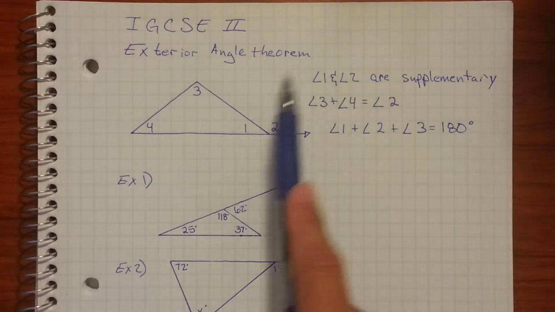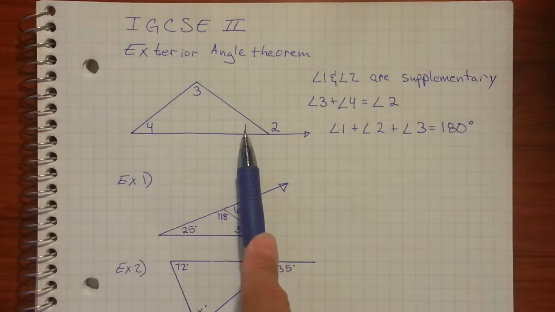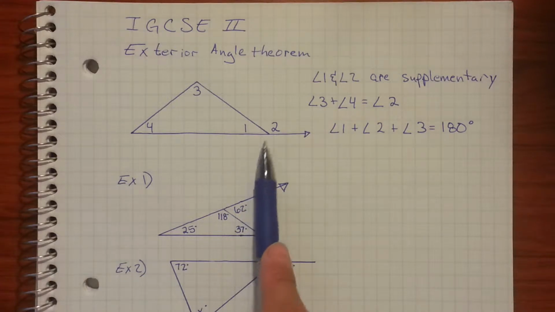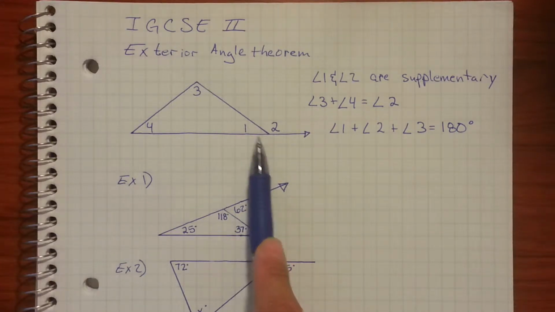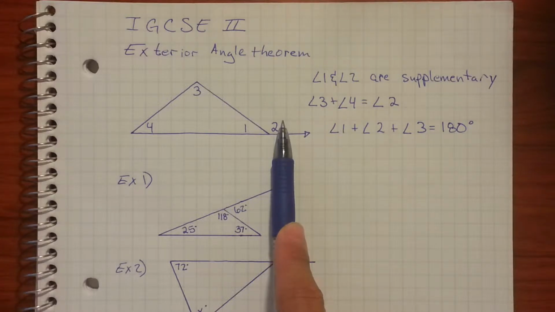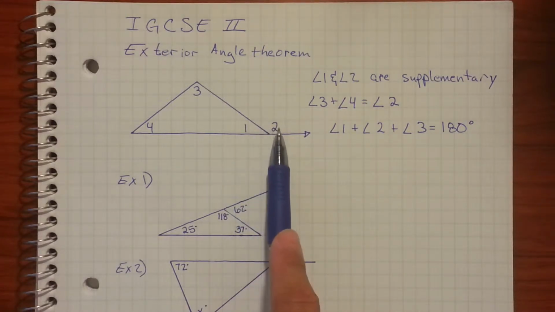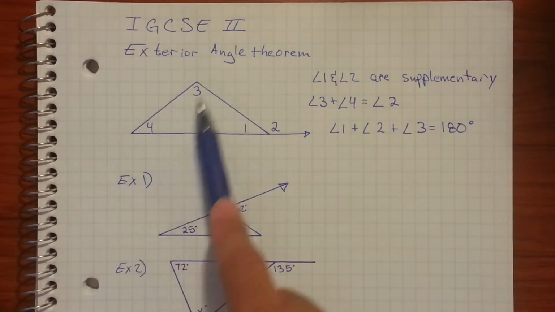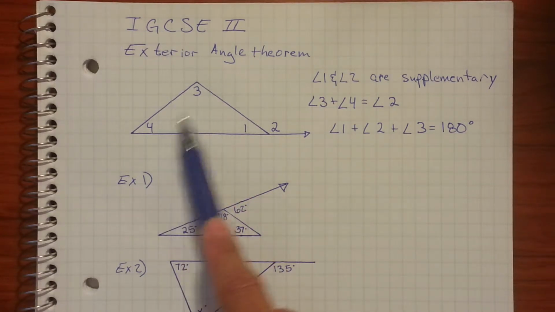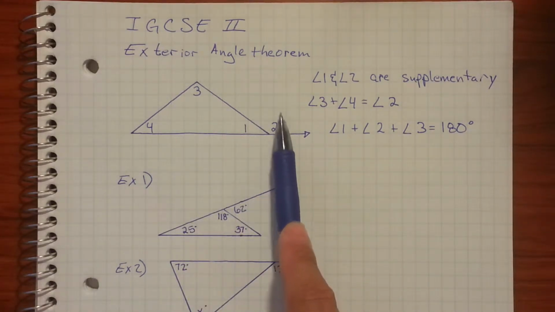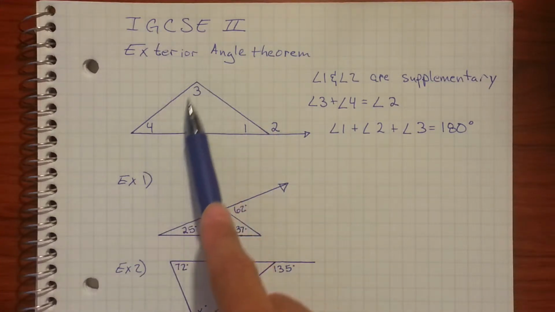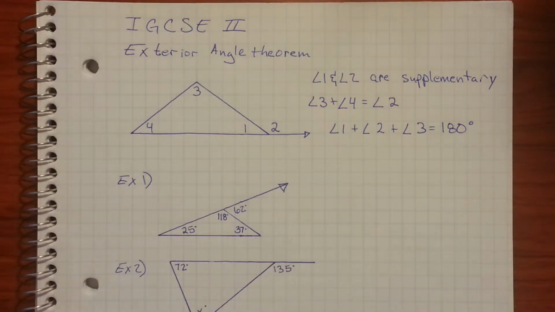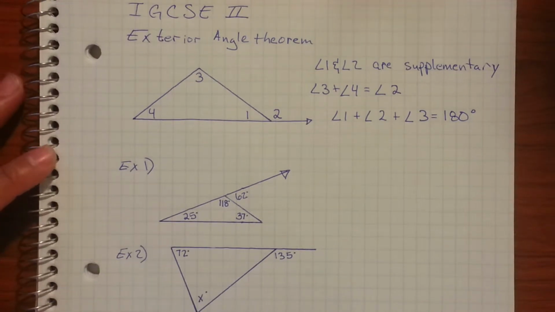But now we know that angle 1 and angle 2, they're right here, they're on the same line. So these two together are going to be supplementary. So supplementary means that angle 1 plus angle 2 equals 180. Now, over here, I have angle 3 plus angle 4. These two together are going to equal whatever my sum is for angle 2. So 3 and 4 will add up to be whatever the same thing is for angle 2.